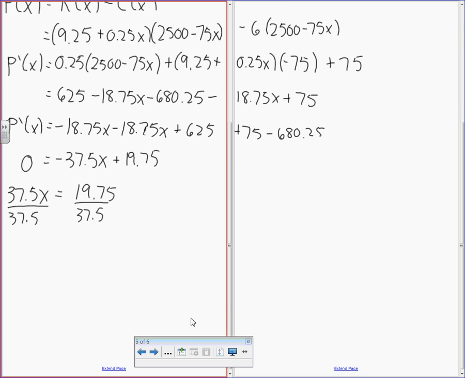So now that I have the calculator in my hand, let's try this again. 0.25 times 2,500 is 625. That's good. 75 times 0.25 is 18.75. That's good. This is the one I mixed up though: 693.75. Sorry about that. And then 0.25 times 75 is again good. Okay, I think that's the only mistake I made.